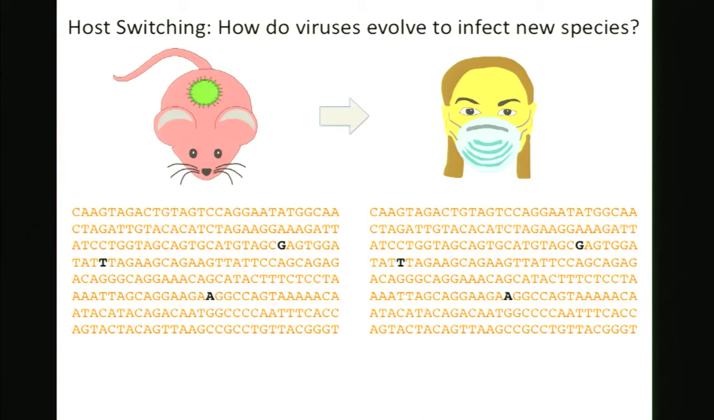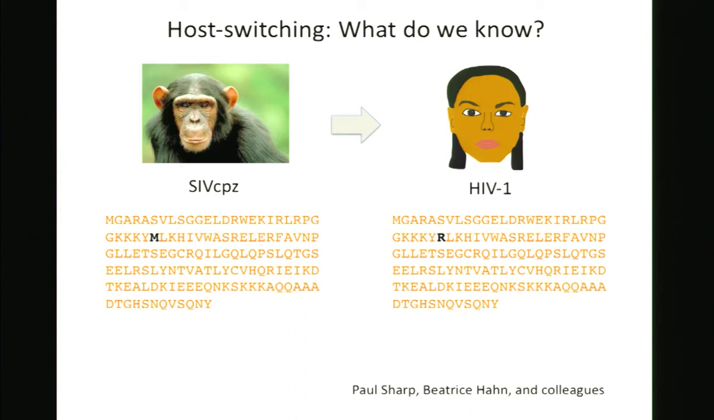Okay, so we believe that this process begins when a jackpot series of mutations arise that give this virus a foothold into a new species. And we actually have some very specific examples of this. This example comes from one of the most famous zoonoses ever, the cross-species transmission of simian immunodeficiency virus from chimpanzees to humans. Now, what I'm showing you here is the protein sequence of a single viral protein called matrix.